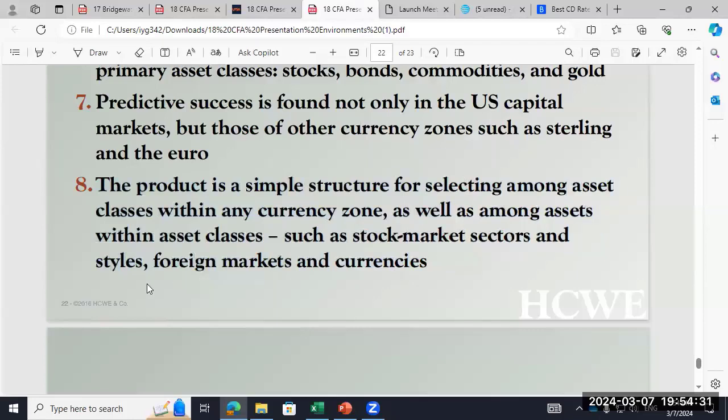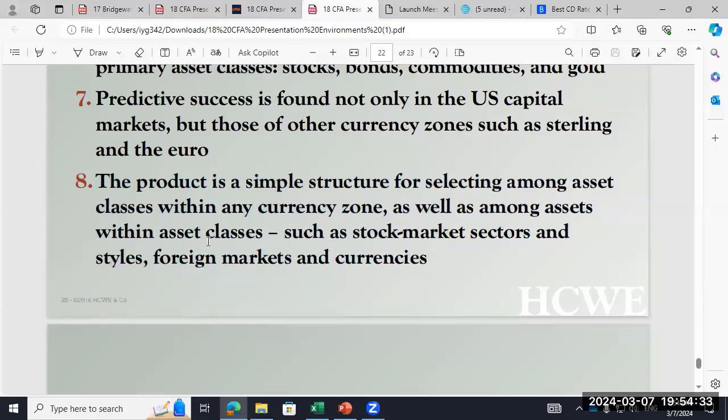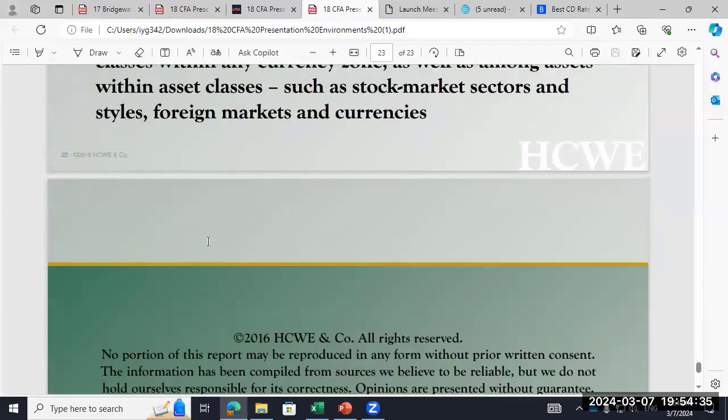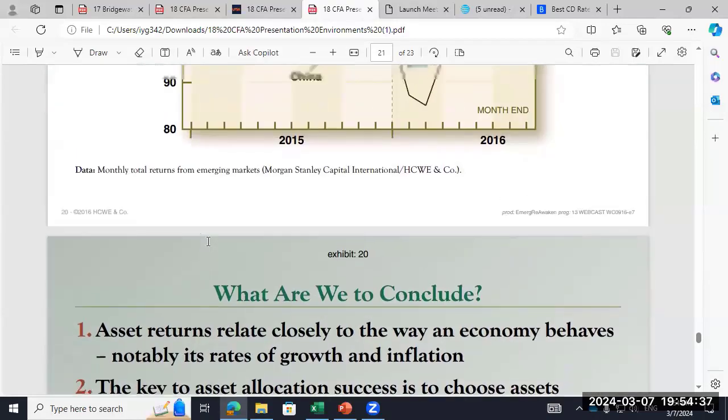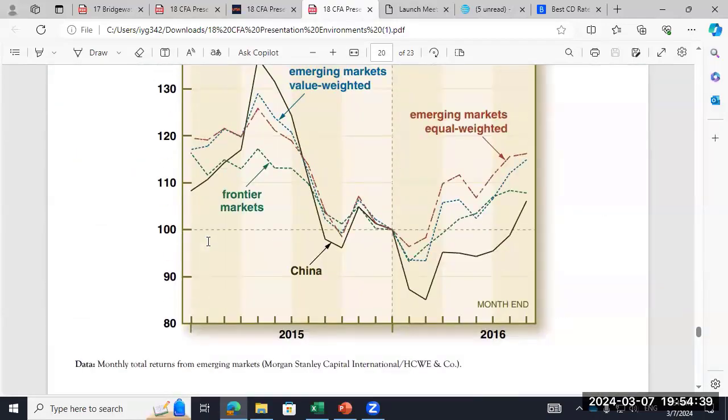So it's the stock market sectors and styles, foreign markets, currency. There's all kinds of things you can do. So interesting. This is why you read the Financial Analysts Journal. You read the Journal of Portfolio Management, Fixed Income. You're looking for these ideas. My approach is if the first sentence makes no sense to me, then I'm probably not going to read the article.